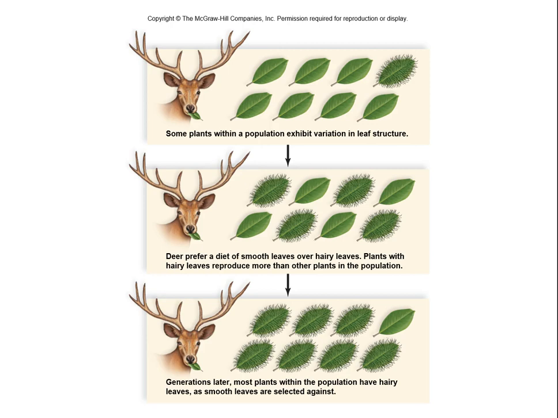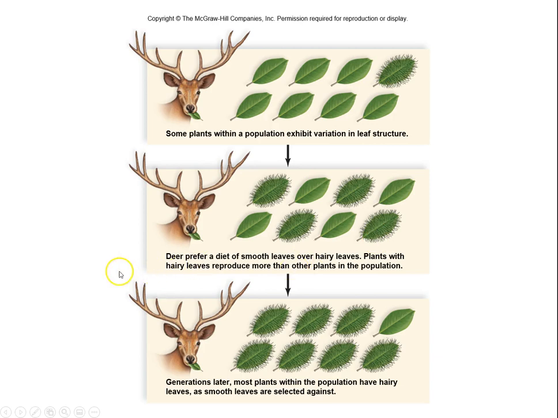All right, so this is giving me a pretty simple example of natural selection. It's showing you a deer and some leaves. It says some plants within a population exhibit variation in leaf structure, meaning they have these spiny little hairy leaves. So there is some sort of genetic change that caused some plants to produce these hairy leaves.